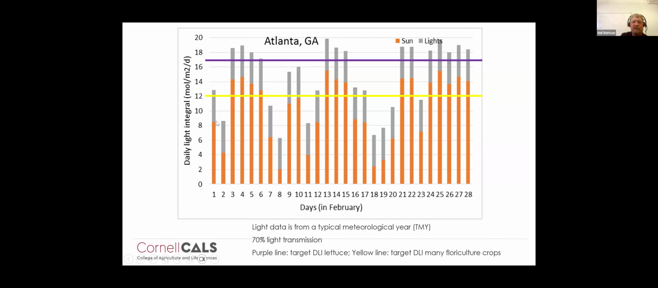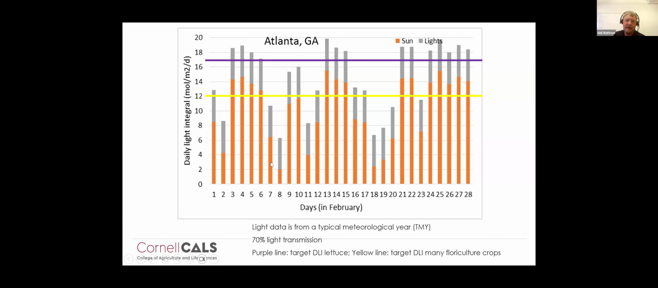So without adding supplemental light, we can see that there's several days in a month where we hit our light targets for floriculture crops. There's no days of the month where we hit our target for lettuce. And then with the time clock approach, we're adding on those gray bars, that extra 4 moles of light. So that shows us that some days we're actually overshooting the lighting target for both floriculture crops and lettuce. And in the case of lettuce, that means we could probably be getting tip burn if we overshoot our target for 3 days in a row.